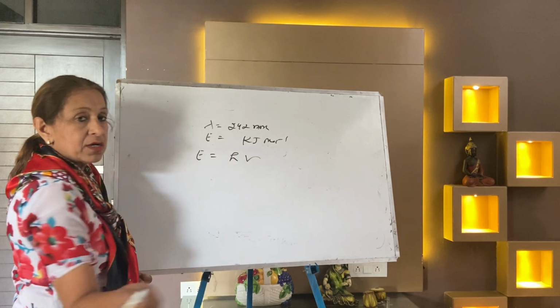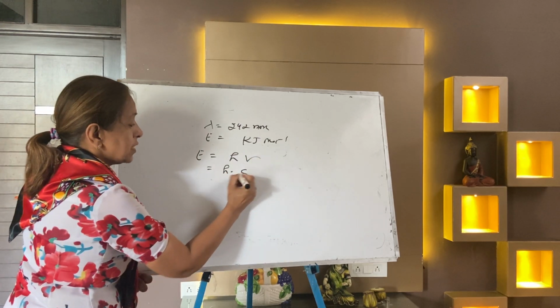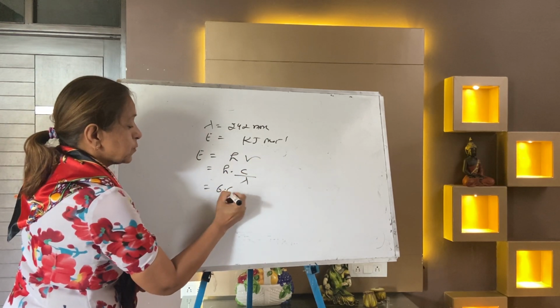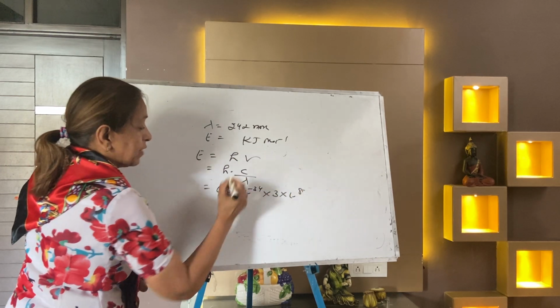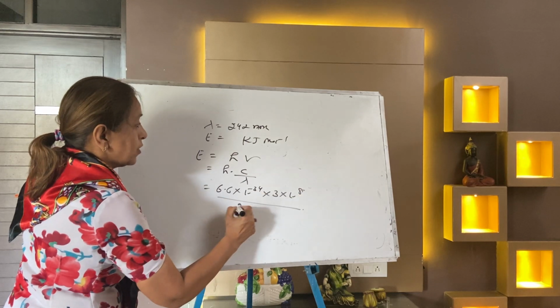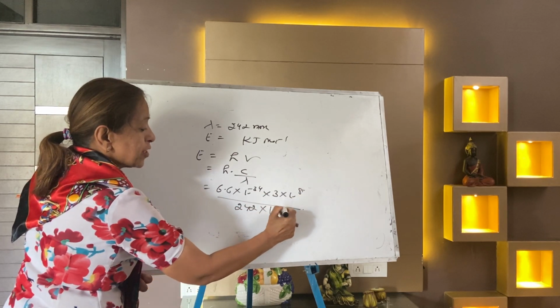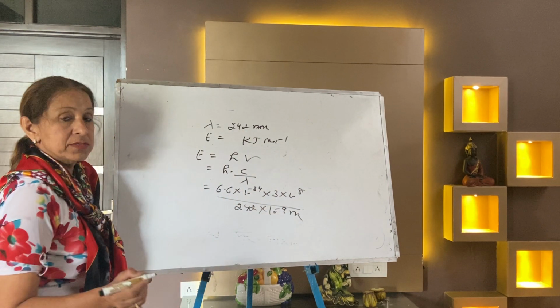So let's apply the formula. Same formula: E is equal to h nu. Nu is c by lambda. H is 6.6 into 10 to the power minus 34, c is 3 into 10 power 8, and lambda is 242 nano, which is 10 to the power minus 9 meters.